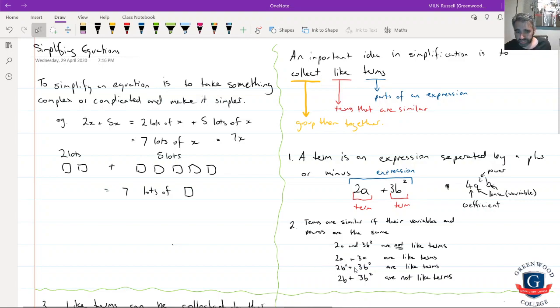So 2b squared and 3b squared are like terms because they both have b squared in them. But 2b and 3b squared are not like terms because this b doesn't have a squared on it. It doesn't have a little 2 up here, whereas this one does. Okay, so these are the 2 basic ideas that we build on to collect like terms. So we've done the like terms part. Now we have to do the collecting part.